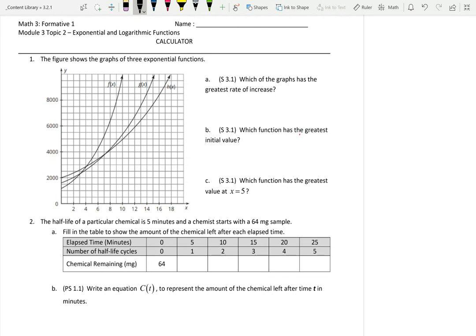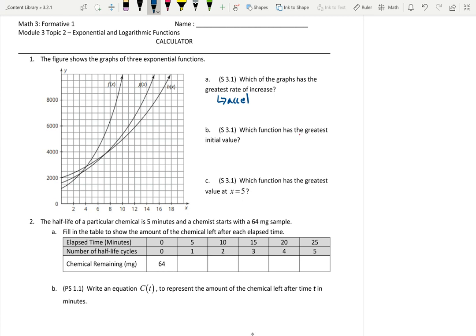All right, so number one. Basically, this is 3.1, and it's asking you, can you look at a graph and pull out information? The first one is asking which one has the greatest rate of increase. I want you to think about it as if it was acceleration. Which function has their pedal on the floor, causing it to increase at the greatest amount?